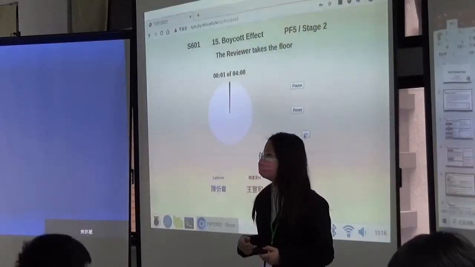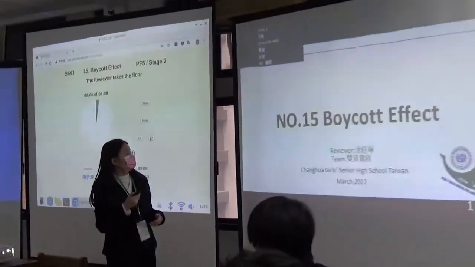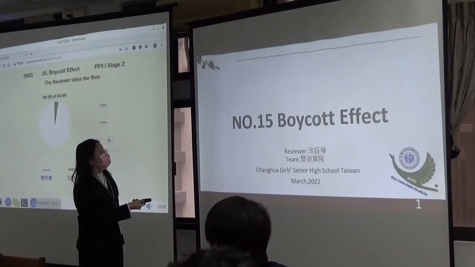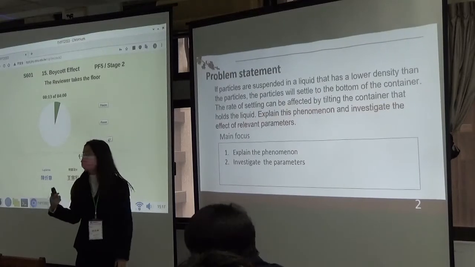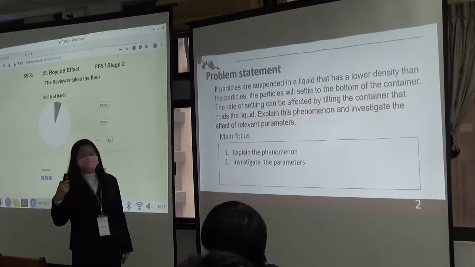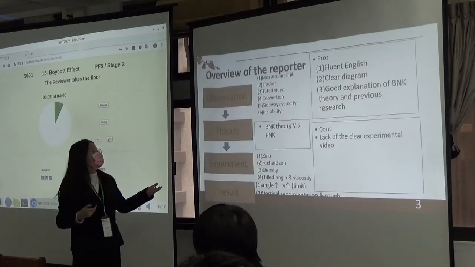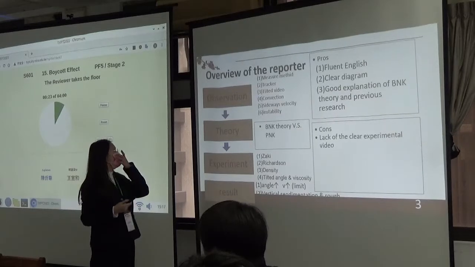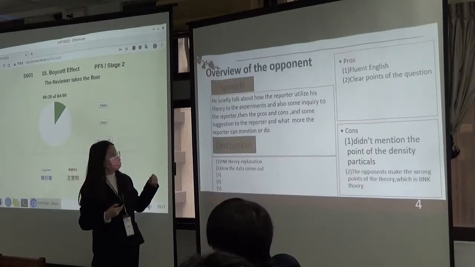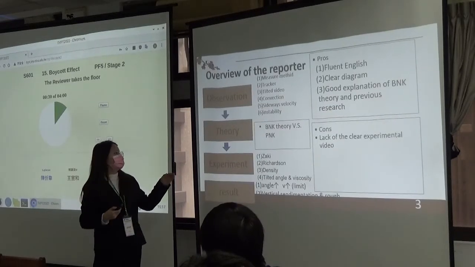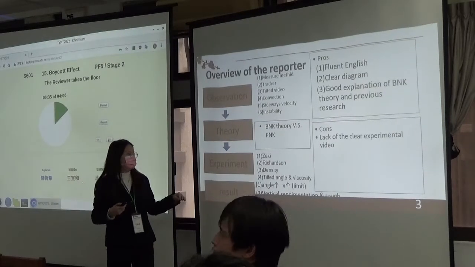Okay, hello everyone. I'm Kimberly from 2020, and today I'm going to review problem number 15, boycott effects. For the problem statement, we think the main focus has to be on the phenomenon and investigating the parameters. So, an overview of the reporter: the observation, the measurement method, and the tracker and total video for the theory, PMK theory, and the experiment, exactly.